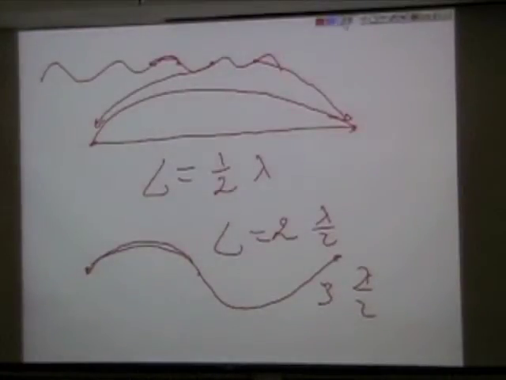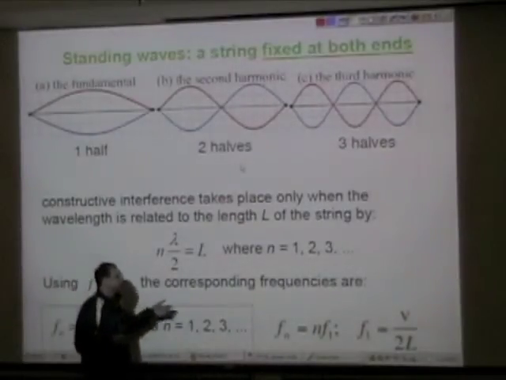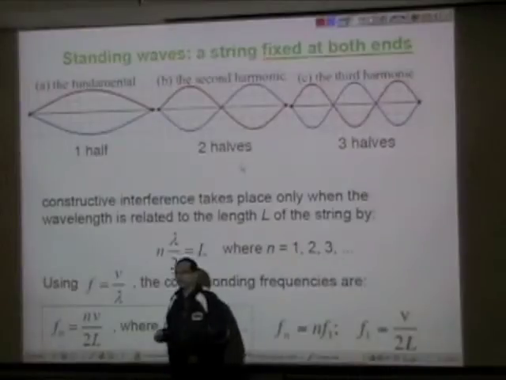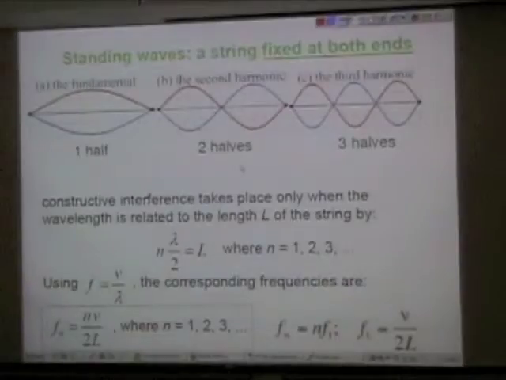So we can say now that if you have a string with both ends fixed, we can generate all the standing waves with this particular set of wavelengths. Number n could be any integer, 1, 2, 3, or whatever. When n equals 1, you're generating the wave of the longest possible wavelength, which means lowest possible frequency. We call it a fundamental. All other waves, we call them harmonics or modes, must have shorter wavelength and higher frequency.